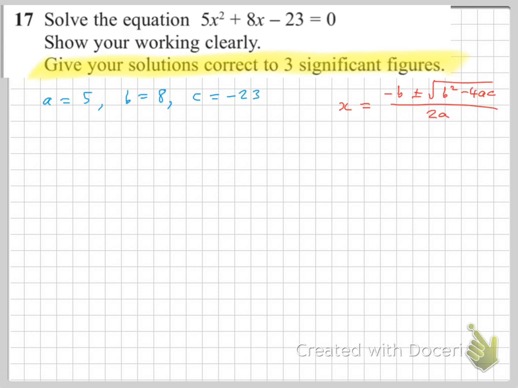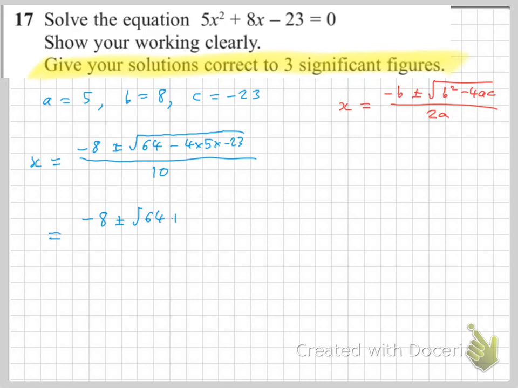Now, those are the A, B, and C, and if you just carefully substitute in and simplify slowly, you get everything you need. So just be careful there. Notice that, just go back a step, I've got minus 4AC. So minus 4 times 5 times negative 23. And those negatives are going to cancel out.